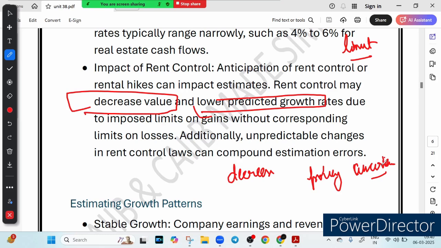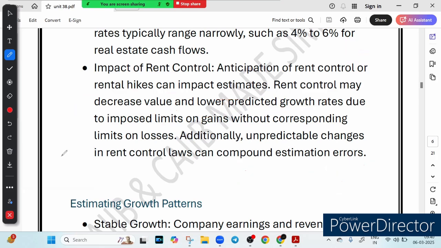So the key takeaway is that government regulation directly affects how we estimate growth, especially in industries like real estate, right? So the impact of rent control, because of the low predicted growth rate, because of the decreased property value, or because of the unpredictable change in government control law, all these factors add up to the point that government regulation directly affects how we estimate the growth, especially in rental business like real estate.